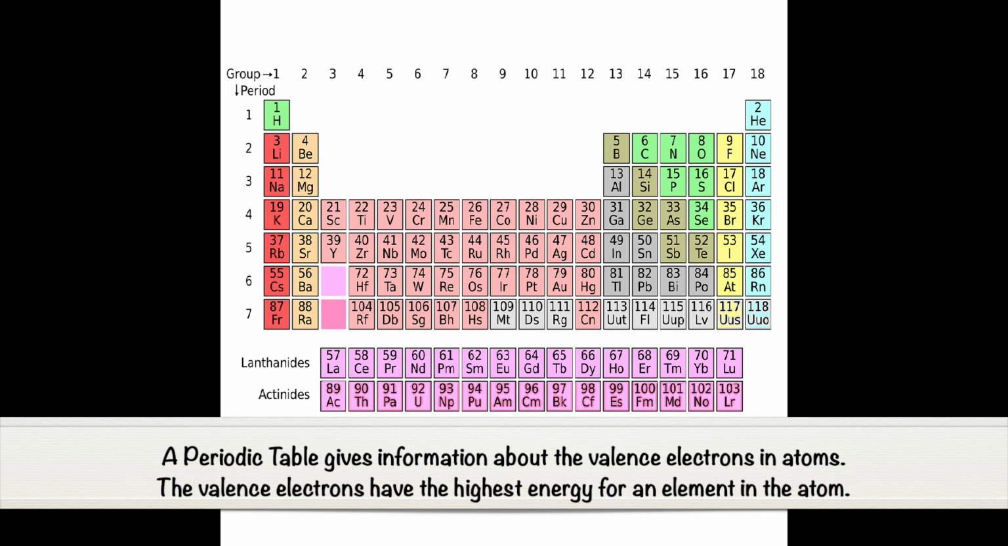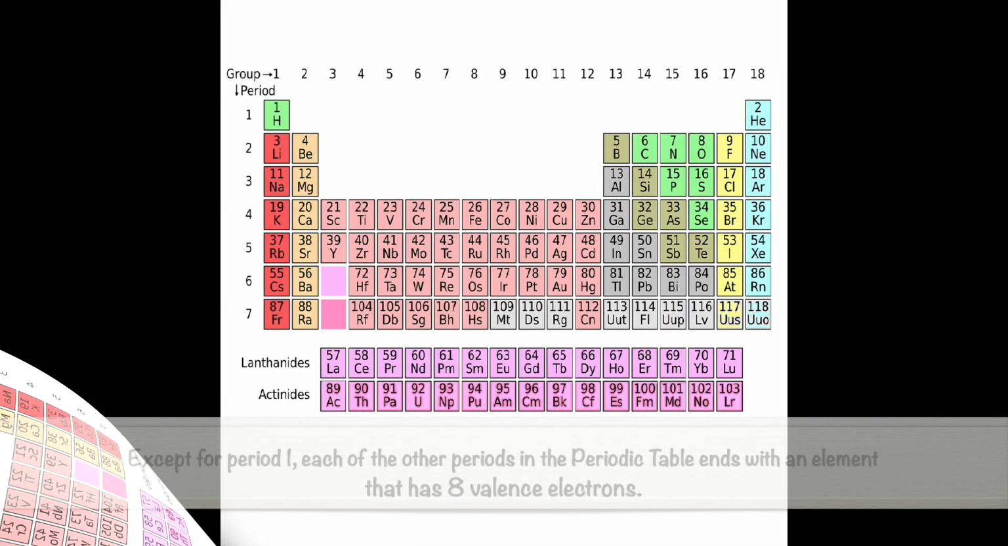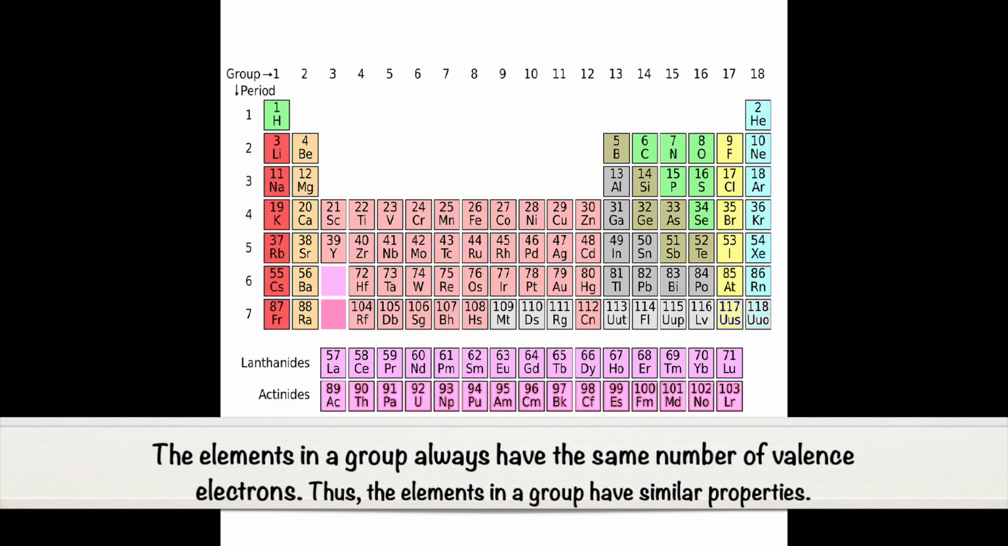The valence electrons have the highest energy for an element in the atom. A periodic table row is called a period, and the column is called a group. The number of valence electrons increases from left to right across each period, except for period 1. Each of the other periods in the periodic table ends with an element that has 8 valence electrons. The elements in a group always have the same number of valence electrons. Thus, the elements in a group have similar properties.